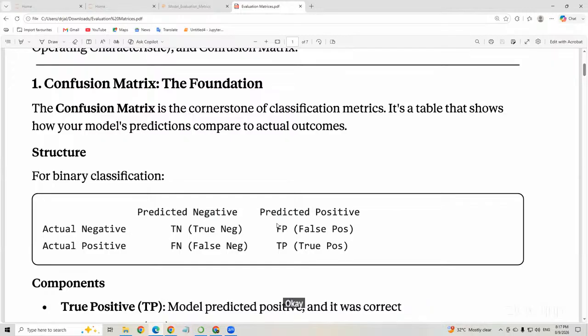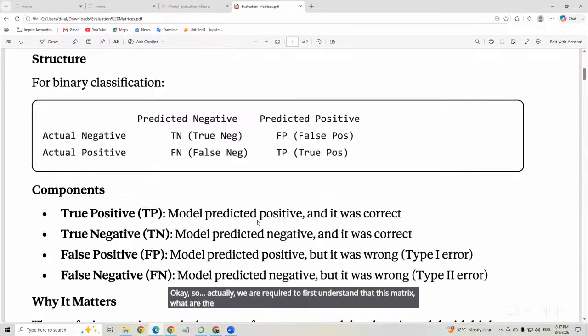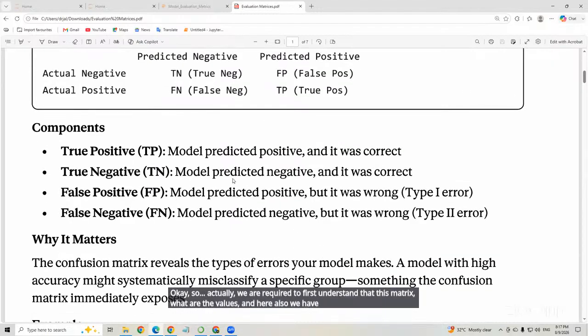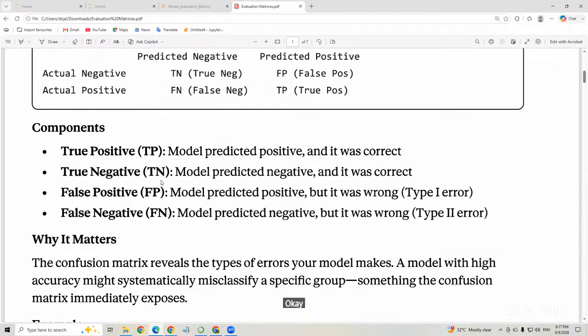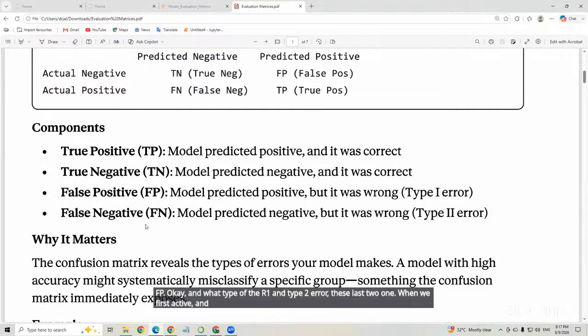Okay, so actually we are required to first understand this matrix, what the values are, and here also we have clearly defined all of them: TP, TN, FN, FP. And what type 1 and type 2 error are, these last two, when we get false negative and false positive. So these are the two types of error, clearly defined here.